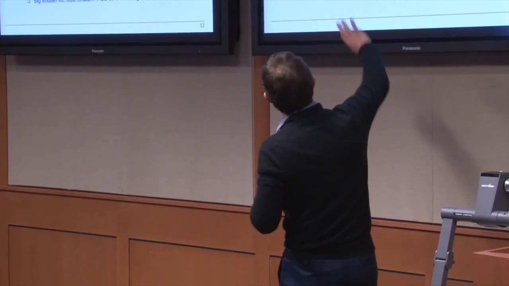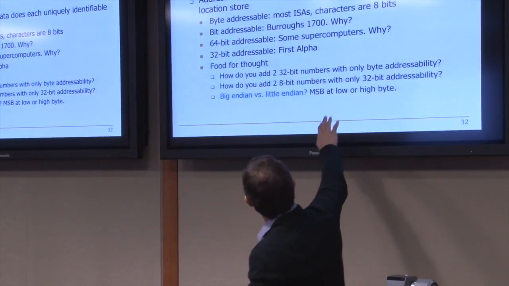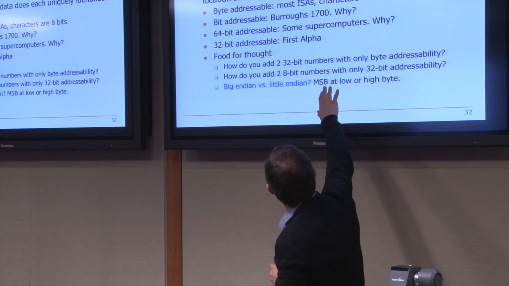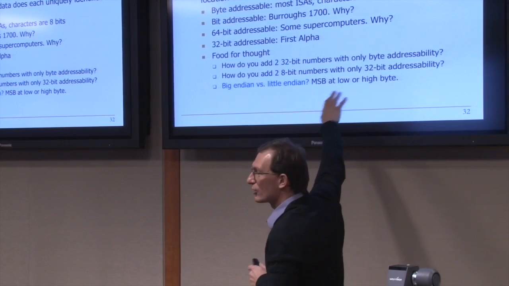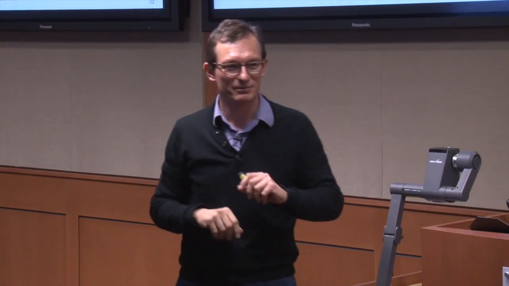Related to memory organization, there's also big endian versus little endian. Your most significant byte can be at the low or high byte. This is really a convention, in a sense. We'll get to that, and you'll learn about it when we talk about MIPS. Do you know about big endian versus little endian architectures? Most of you probably do.